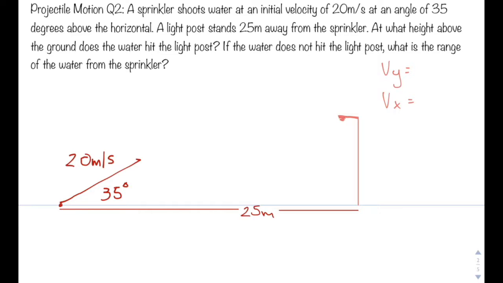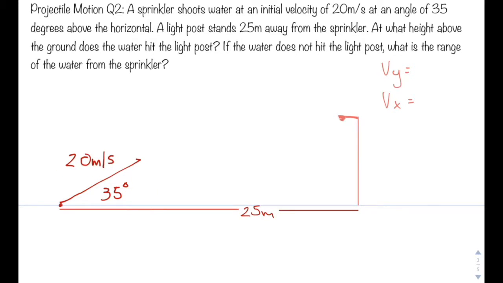A sprinkler shoots water at an initial velocity of 20 meters per second at an angle of 35 degrees to the horizontal. A light post stands 25 meters away from the sprinkler. At what height above the ground does the water hit the light post? If the water does not hit the light post, what is the range of the water from the sprinkler?